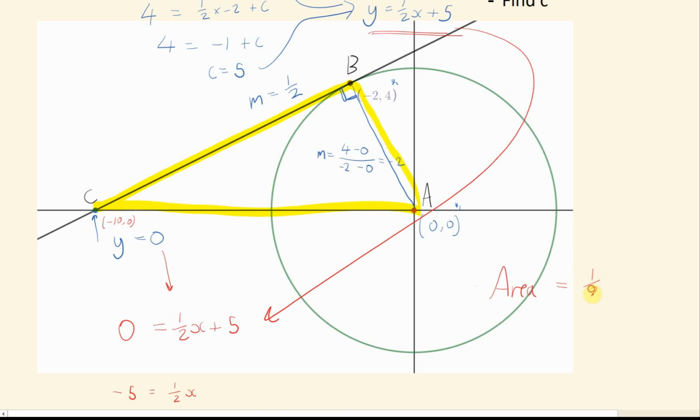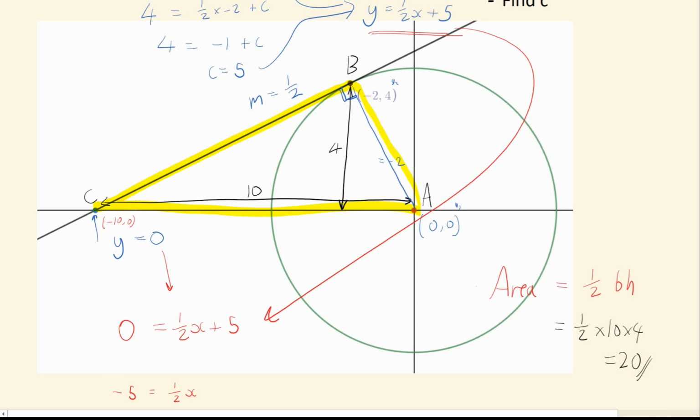So the area is a half base times height. This base is from here to here. We can see that length is 10. Again, the fact that it's minus is irrelevant, because all we care about is how long it is, not whether it's positive or negative. We then need this height, and that is 4 squares high. So the area is a half times 10 times 4, which gives us 20.